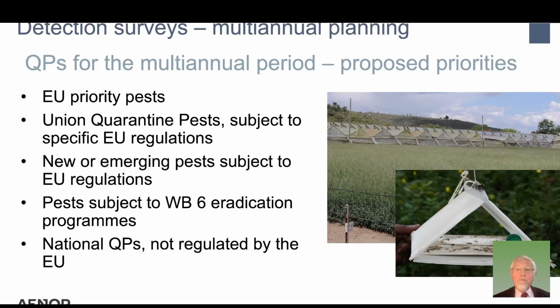The project team proposes to Western Balkan 6 to select pests for multi-annual surveys from the following: the EU priority pests, other Union quarantine pests which are subject to EU regulations, new and emerging pests subject to EU regulations, pests subject to Western Balkan 6 eradication programs, and pests on the national quarantine lists which are not regulated by the EU.